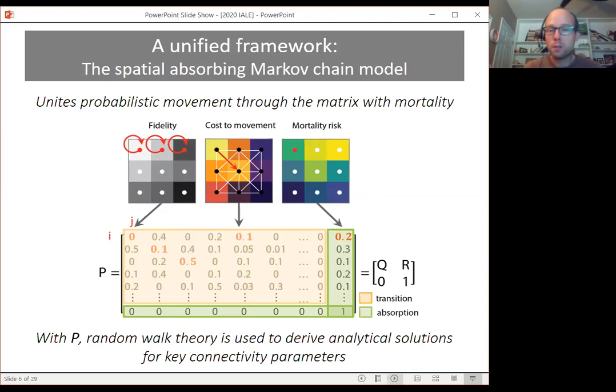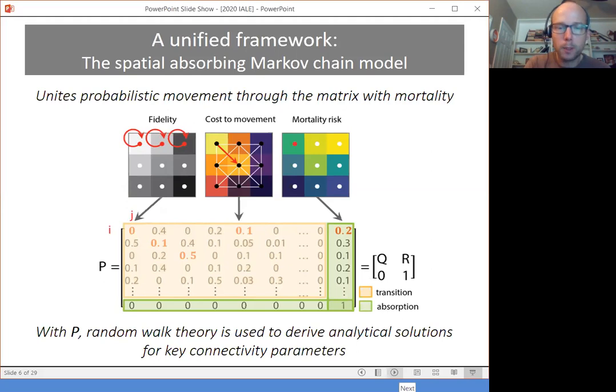And this matrix is composed of two very different parts. The first part is a transition matrix. We'll refer to this transition matrix as Q. And this transition matrix reflects the transient states of movement or fidelity. And then the other part of this matrix is referred to as an absorption state, which can refer to mortality or other events that would halt dispersal or movement across a landscape. And once we've developed and parameterized this probability matrix, we can use random walk theory to then derive connectivity parameters, which I'll show in a moment.